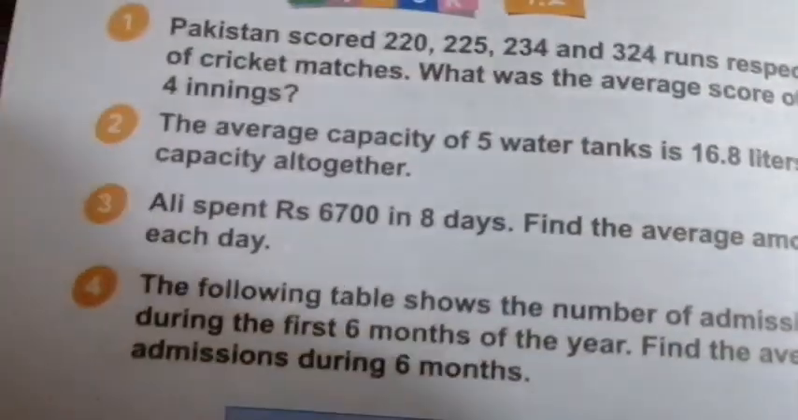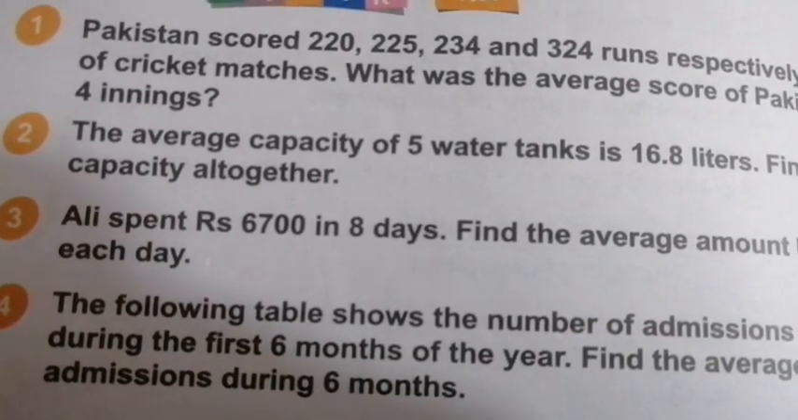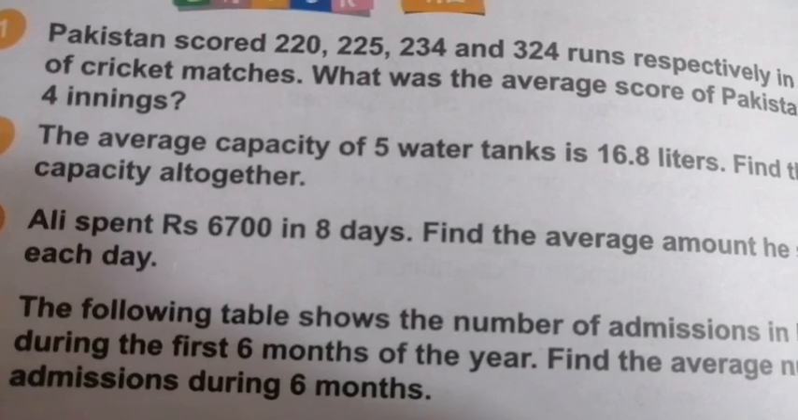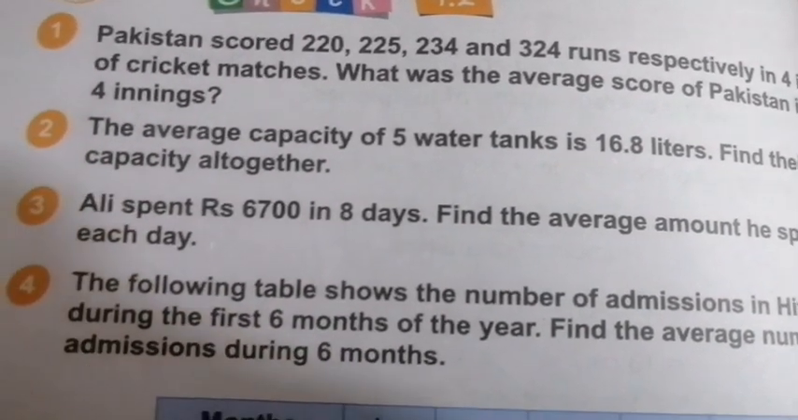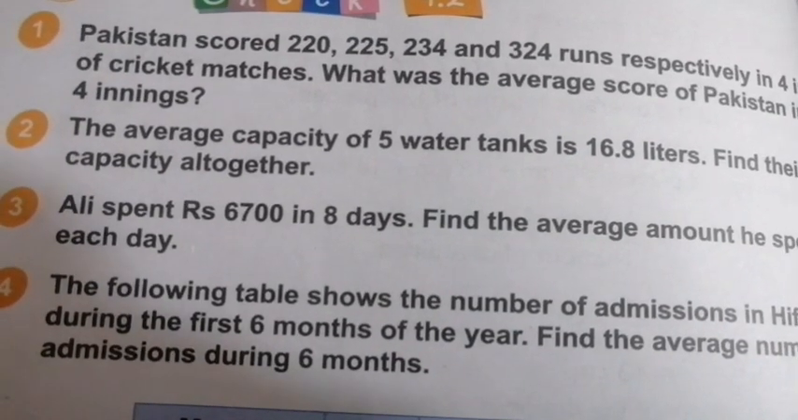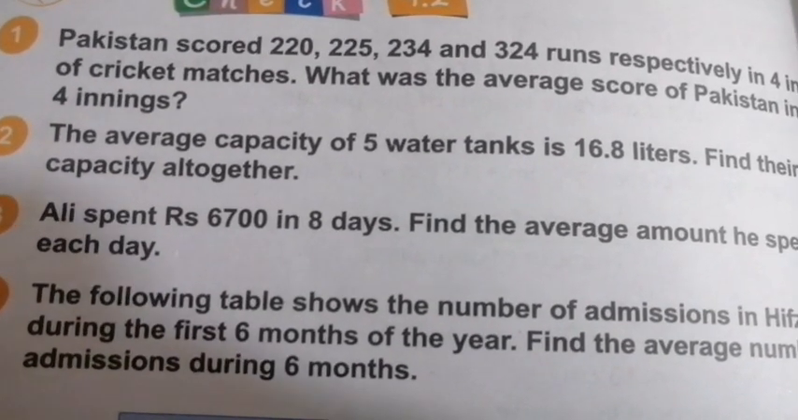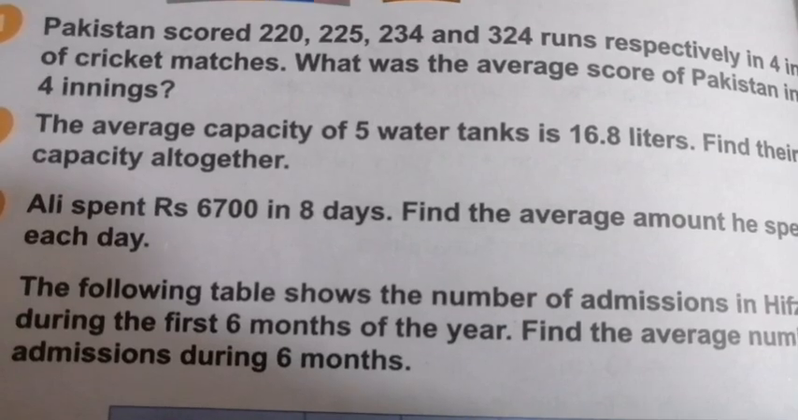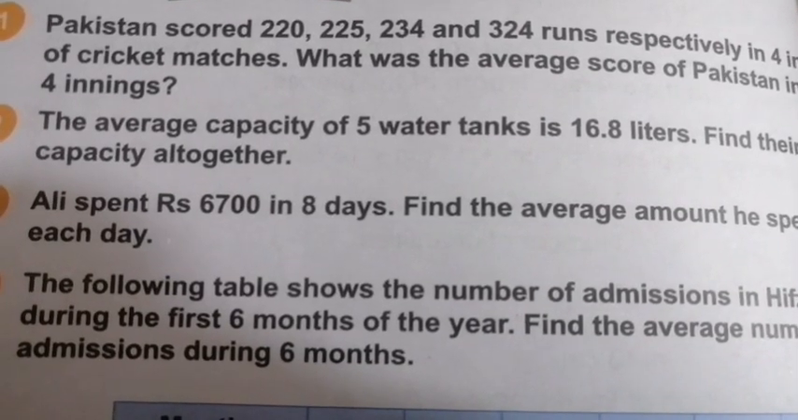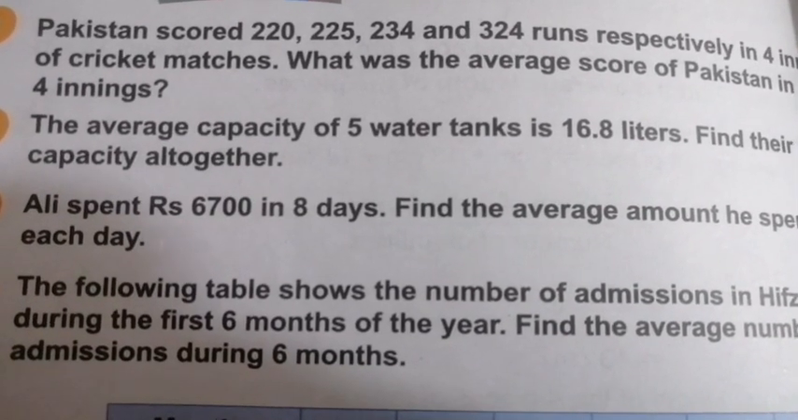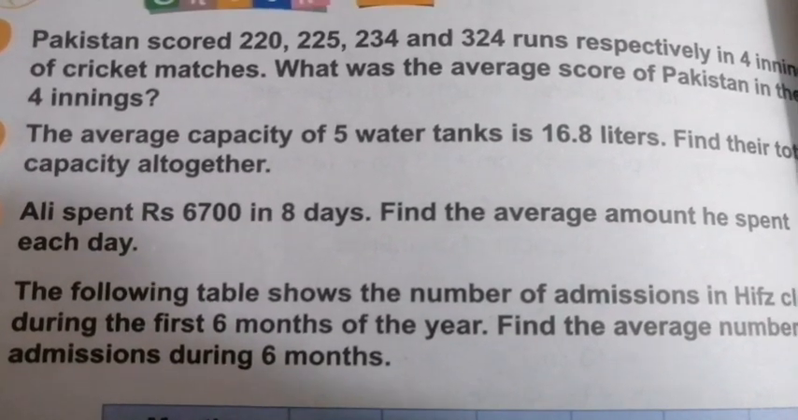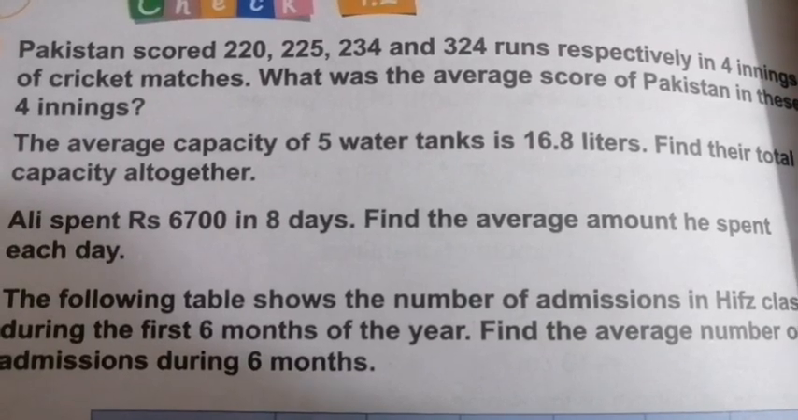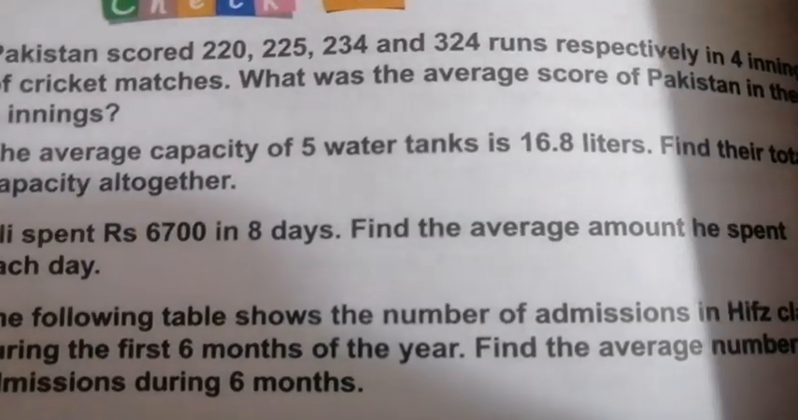So here is question number 2. The average capacity of 5 water tanks is 16.8 liters. Find the total capacity altogether. So we have to take the capacity of the 5 water tanks, which carry 16.8 liters each, and find their total capacity.